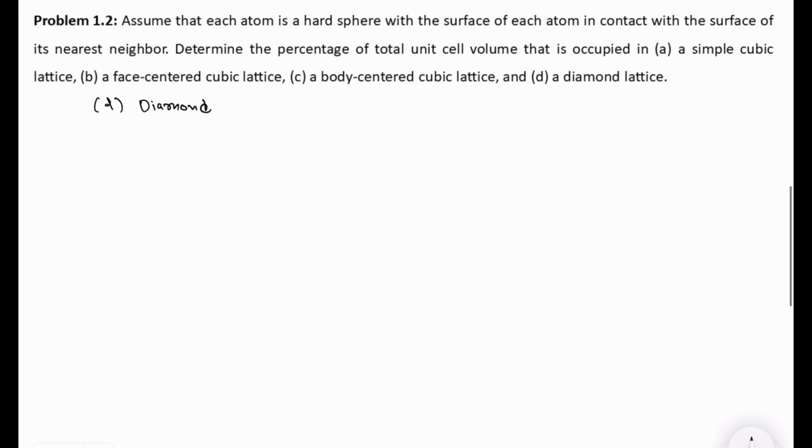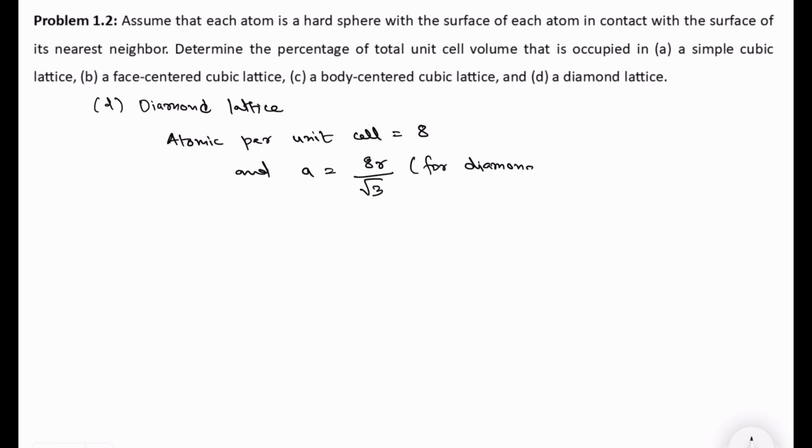Diamond lattice. Atoms per unit cell is equal to 8 and a is equal to 8r over √3. This is for the diamond structure.